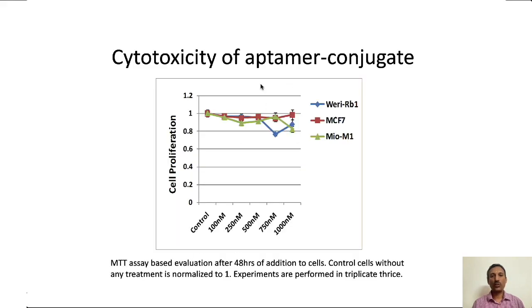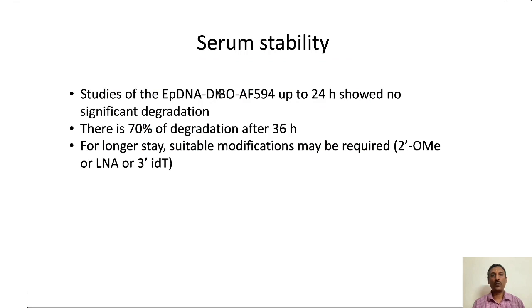When we did the cytotoxicity of the aptamer conjugates, the control has a very high cytotoxicity, whereas our obtained conjugates are not showing very high cytotoxicity even after long hours. And we also confirmed the serum stability of our bioconjugates. So, this shows that our conjugates are stable up to 24 hours with no significant degradation, but when we go to 36 hours there is a degradation of 70%. So, this tells that after 1.5 days the material can be removed from the system.